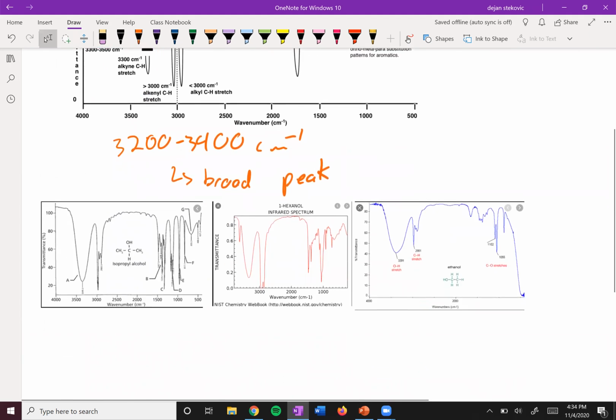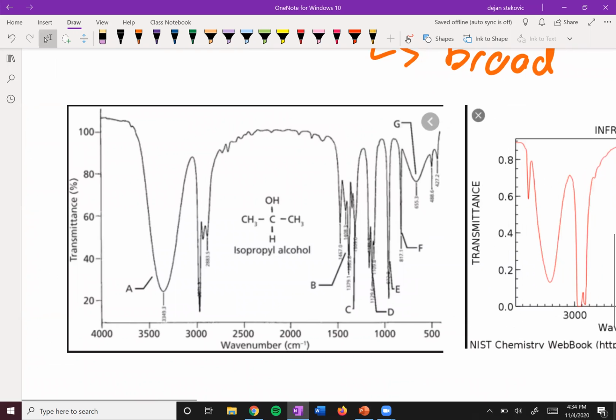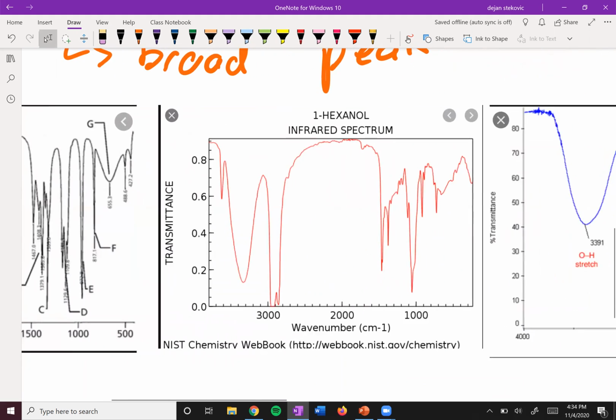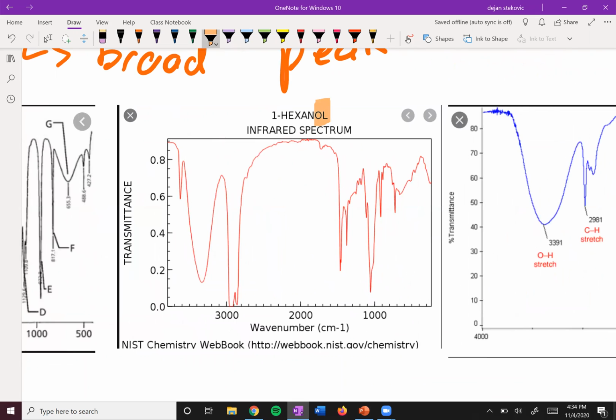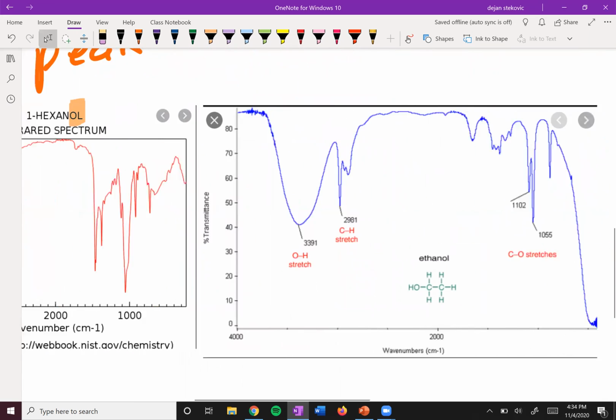So let's take a look at some examples of that, right? So here's the IR spectra of isopropyl alcohol. You can see it has this OH, and you see this big fatty peak right there. That's the alcohol right there. This is 1-hexanol, which is also an alcohol. So it's just hexane with an alcohol there. And you can see it's got this big fat alcohol peak on it.